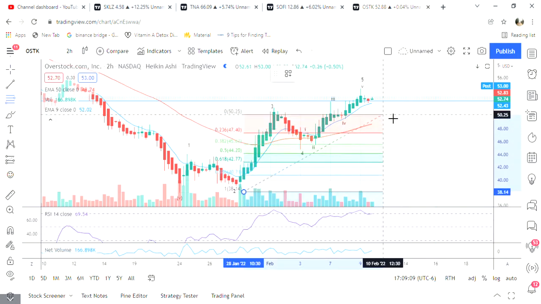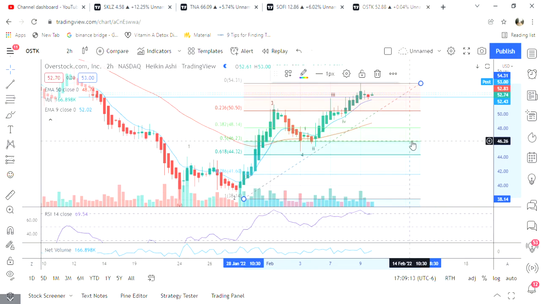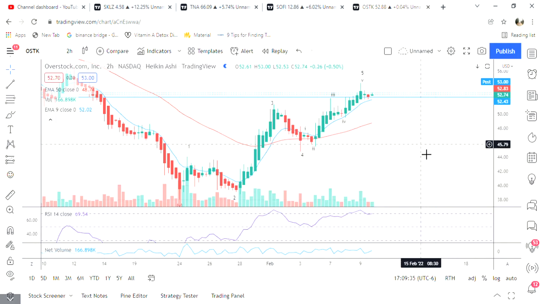Now you can take the whole one, and you're looking at this coming back down to probably minimum 46.20. That's where I would, if you're wanting to get back in, that would be a great entry. All the way down to 44. Could go down to here, probably not. I would say 46 to 44 would be a good entry. That will probably happen in the next couple of weeks.